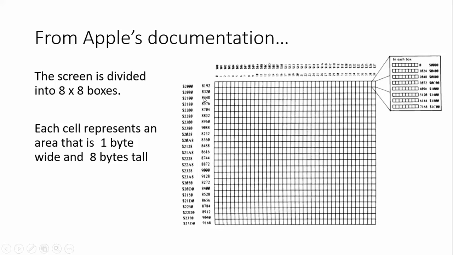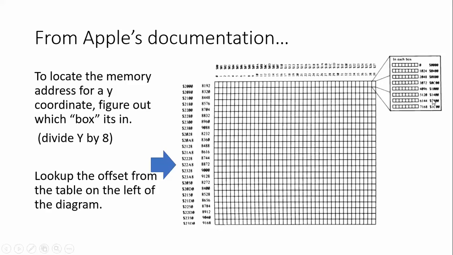So that's what we have to do. We have to figure out what box is our y coordinate in, and then what line within that box is it. And then we can use those values to look up memory addresses, a memory address and an offset. We add them together, we get our final value. So again, to locate the memory address for a y coordinate, you have to figure out what box it's in. To do that, divide it by 8. That'll tell you which one of those boxes you're in, and you start with that number. You grab that number and you write it down somewhere, or store it in a variable.